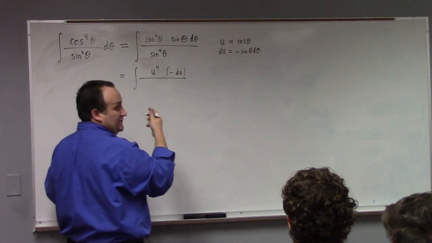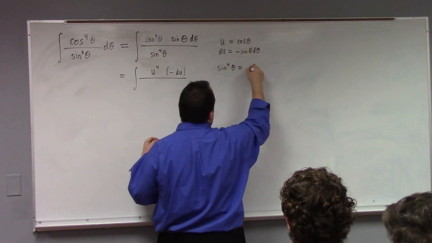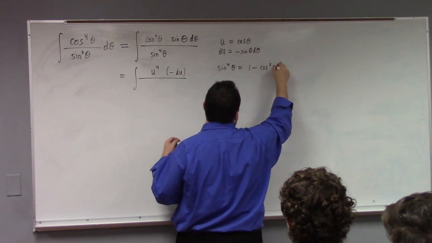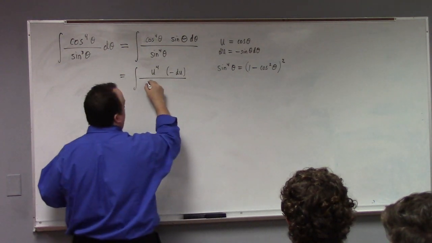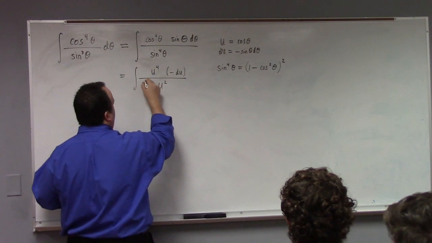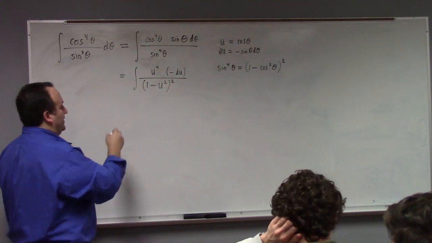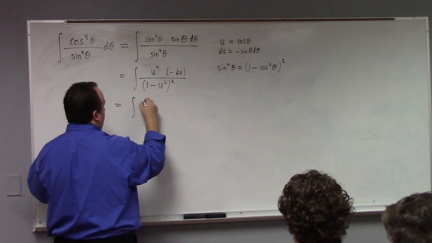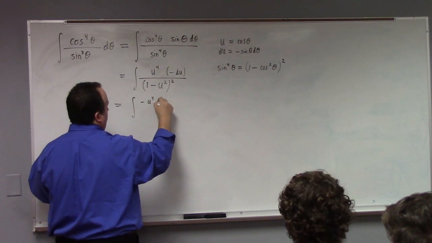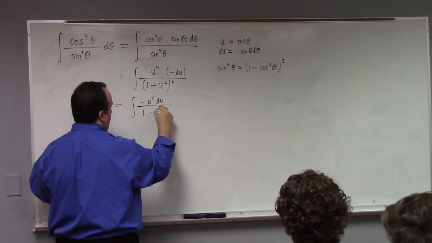And then what is sine to the fourth? Well, sine to the fourth, right, is 1 minus cosine squared theta squared, yeah? So this is really 1 minus u squared squared, right? And so lo and behold, we've got the integral of minus u to the fourth du over 1 minus u squared squared.